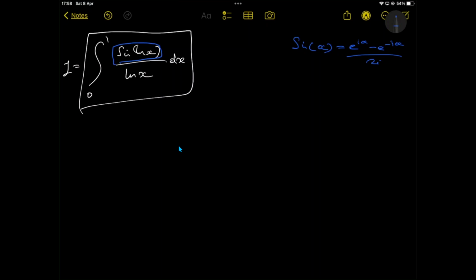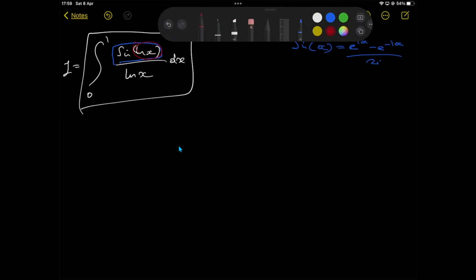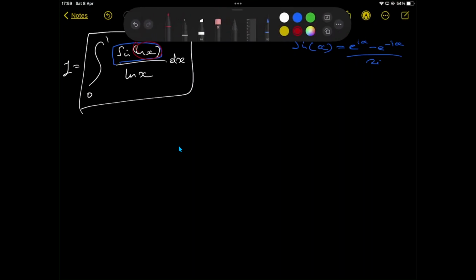So instead of alpha, if we have ln x here, that looks terrible. I'll just put a circle around it. So we have sine of ln x instead of alpha. This is going to equal e to the power of i ln x minus e to the negative i ln x all over 2i.